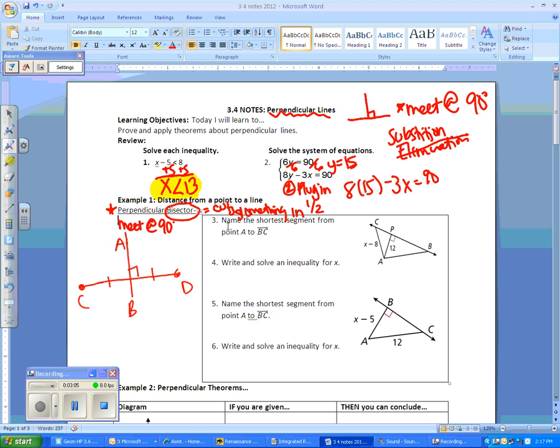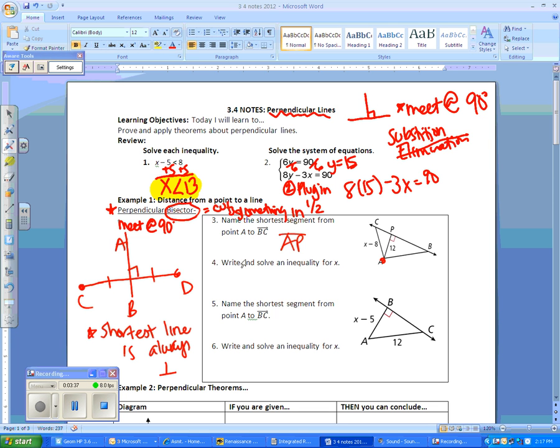Distance from a point to a line. If I tell you for number 3 to name the shortest segment from point A to this line, it's always going to be a perpendicular line. So I would write down that shortest segment, shortest line, is always perpendicular. So if I ask you to name the shortest segment, all you have to do is look for the perpendicular line, and that's going to be AP. So this is the shortest line to line BC.